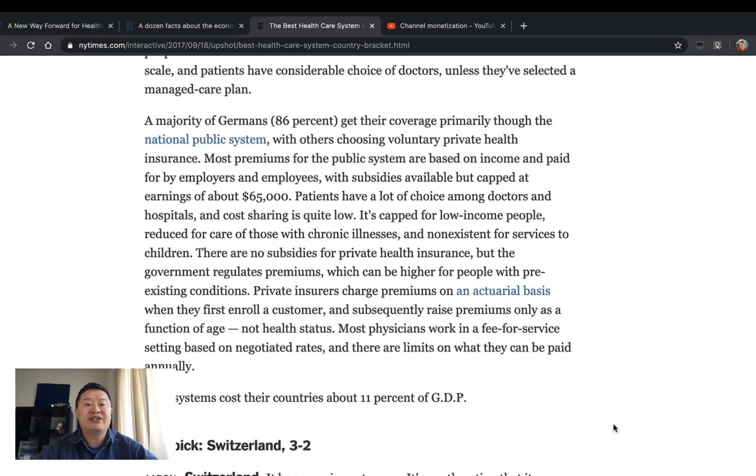The Germans, on the other hand, 86% will get their care through the national public system, with the remainder choosing a voluntary private plan. Most premiums for the public system are based on income and paid for by employers and employees, with subsidies available but capped.